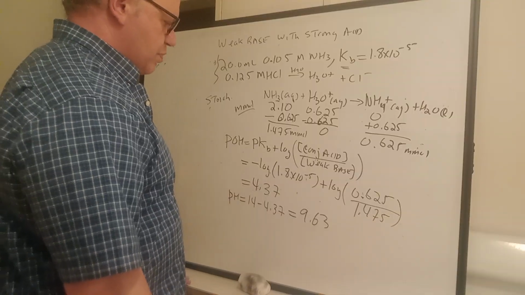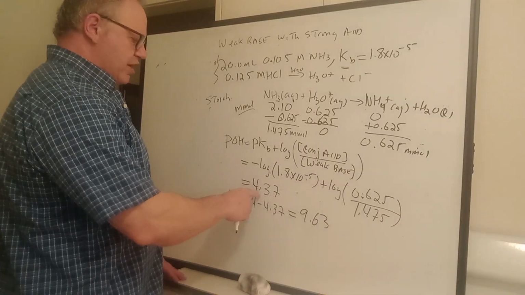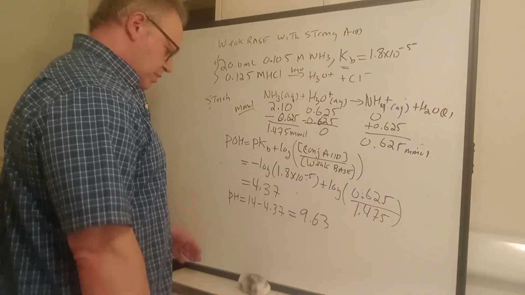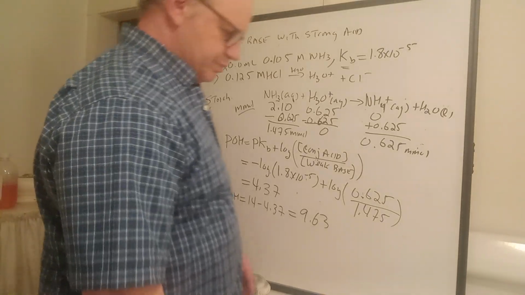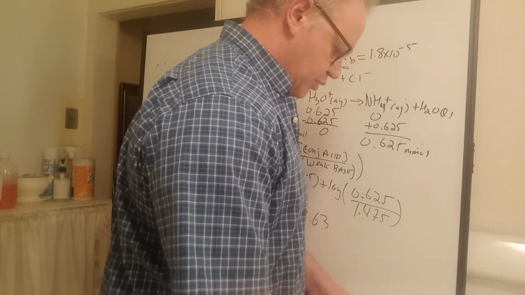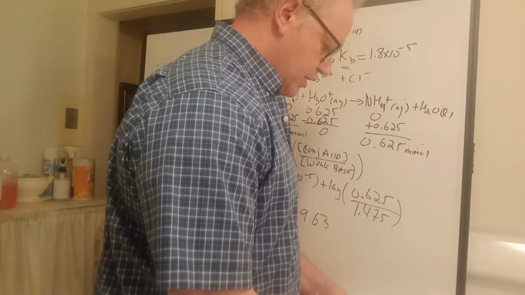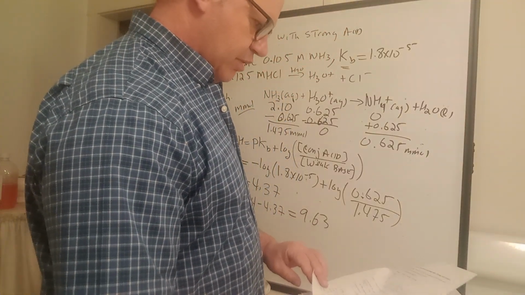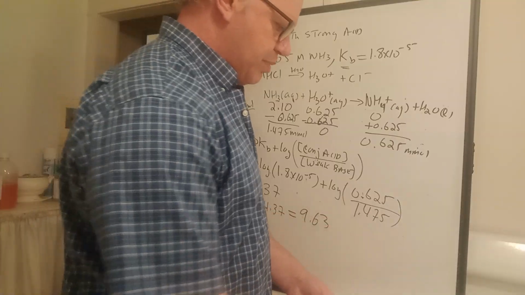So you always know your pH scale. If you left it here, think about it. This is a base. We're not at the equivalence point yet. We're going to be basic. So not as basic as we were initially. Initially, we were a little bit higher than that, 11.14. So we've gone down a little bit.